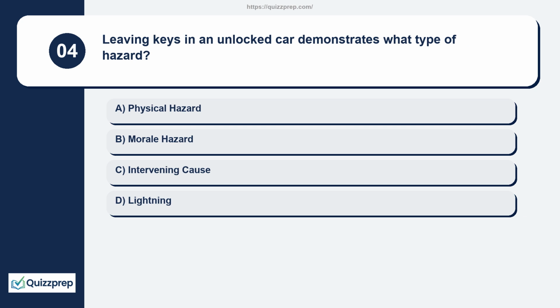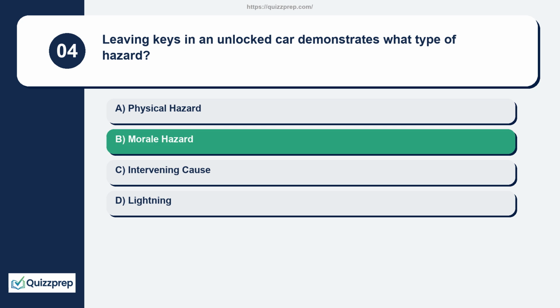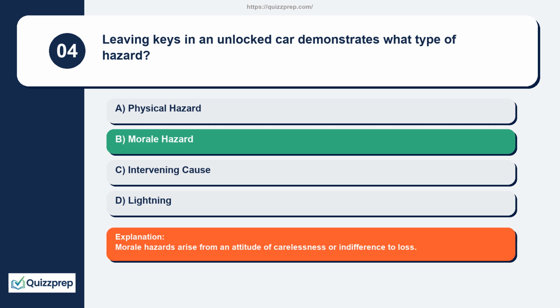Question 4. Leaving keys in an unlocked car demonstrates what type of hazard? Physical hazard, moral hazard, intervening cause, lightning. Moral hazards arise from an attitude of carelessness or indifference to loss.